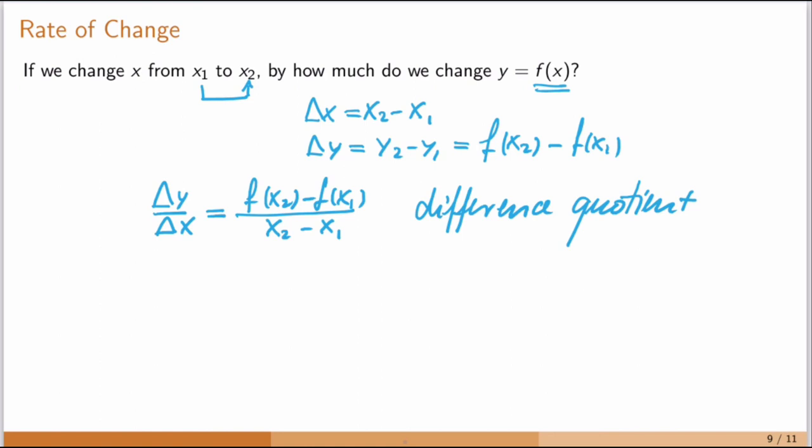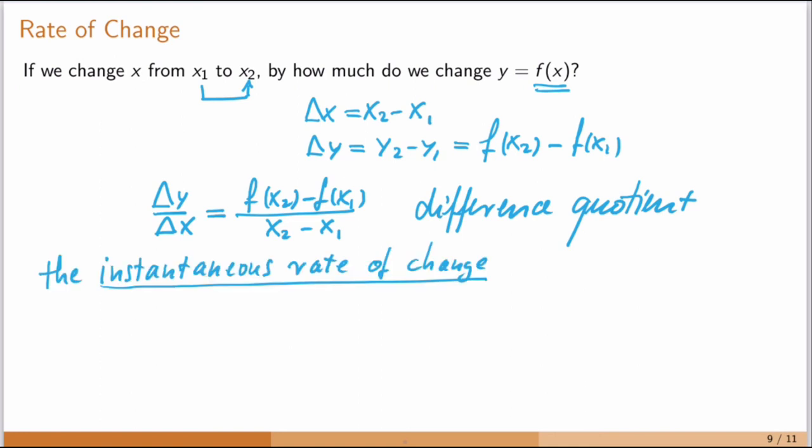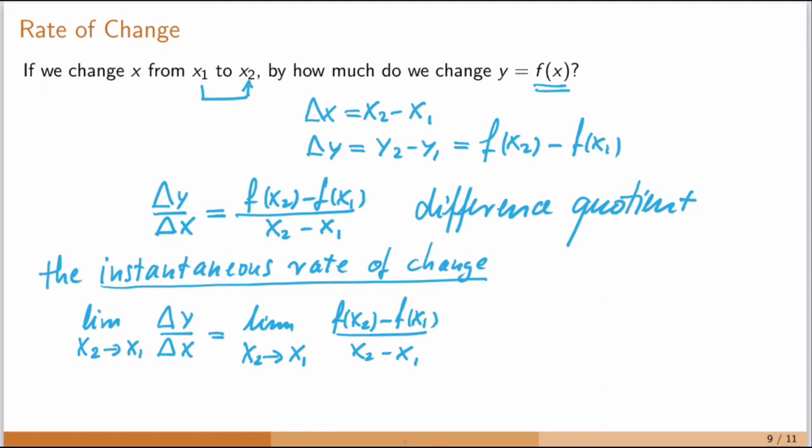So we do the same thing as we just did before. Now we give it a different name. We call it the instantaneous rate of change, which we define to be the limit as x2 goes to x1 of the relative change, change in y divided by change in x. So we can write this out. This is limit as x2 goes to x1, f of x2 minus f of x1 divided by x2 minus x1. And as we defined, this is f prime at x1. It is a derivative at the original point x1. So the instantaneous rate of change is this.